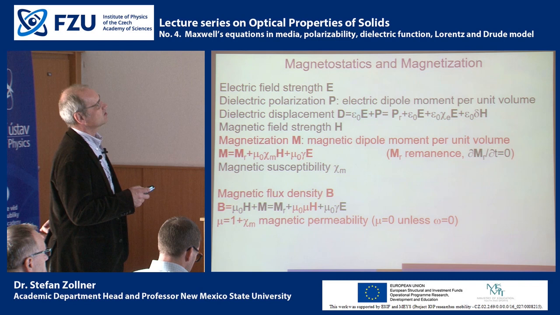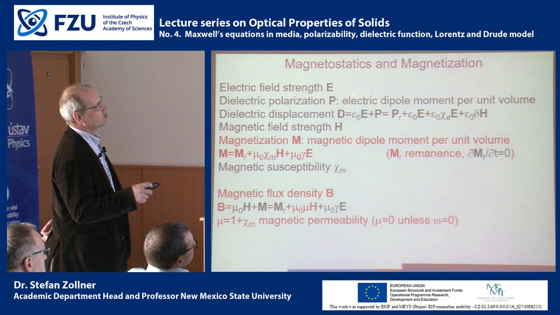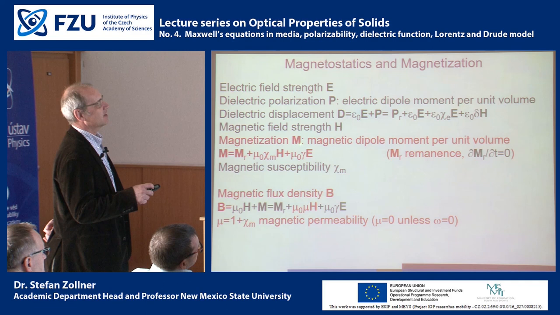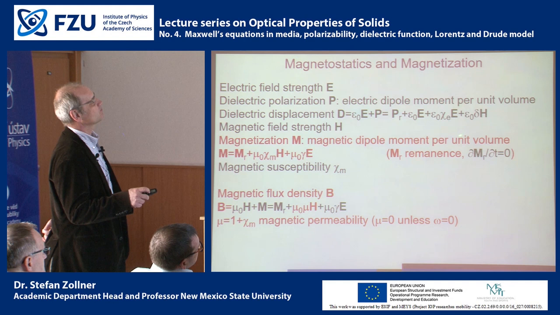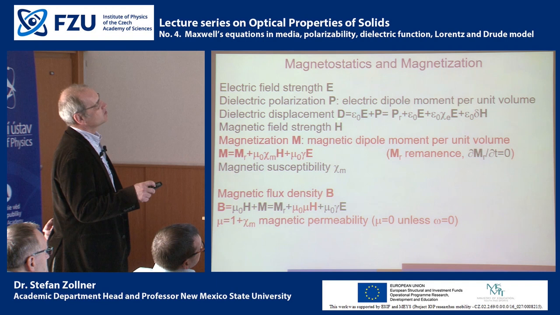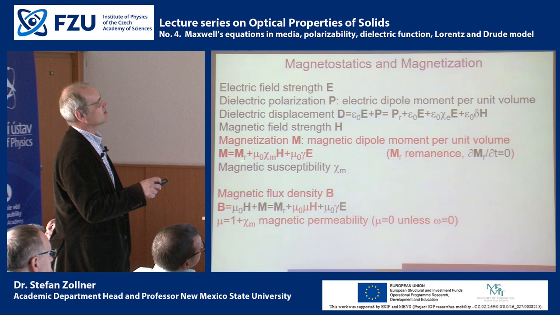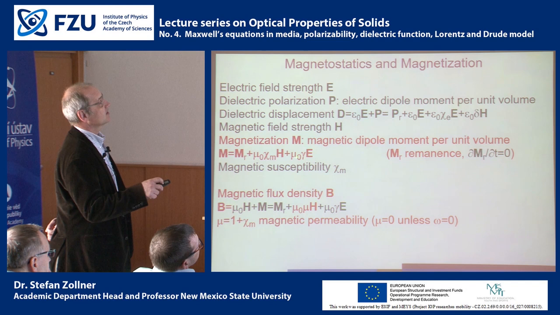So we have the electric field strength, the polarization, and the dielectric displacement. In magnetism, the related quantities are the magnetic field strength H, the magnetic flux density B, and the magnetization M, which is the magnetic dipole moment per unit volume. And just like we write the dielectric displacement as a sum of various contributions, we do the same for the magnetization: there is this remnant magnetization which we find in ferromagnets, and then there is a linear magnetic susceptibility which is proportional to the magnetic field strength, and then perhaps there's a contribution from the electric field to the magnetization, but I cannot give you an example. That's just a theoretical term that we throw into the equation.